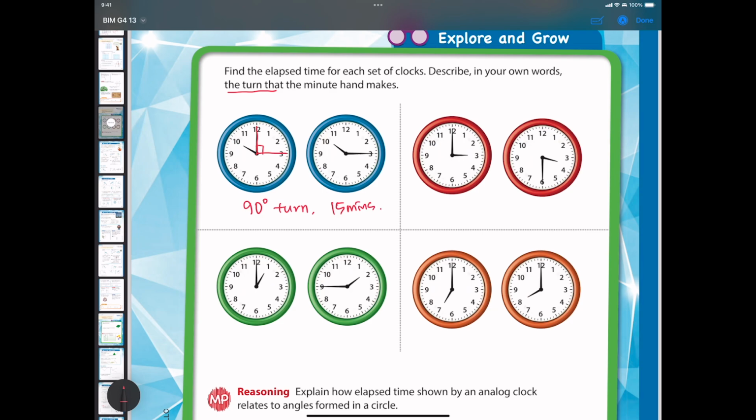What else can you say? It's a quarter hour, right? So 1/4 hour. If you have anything else, please let us know.